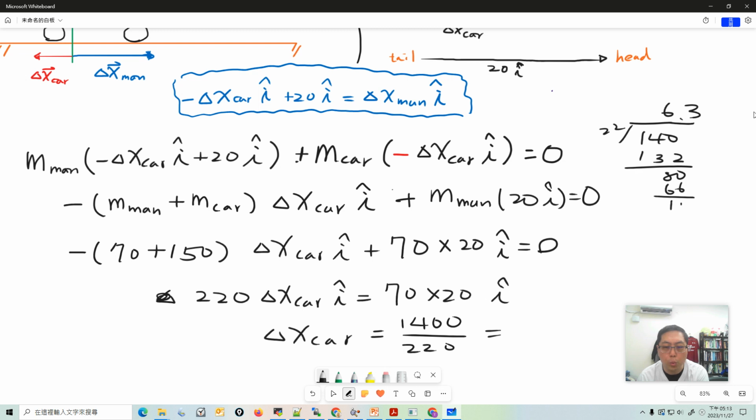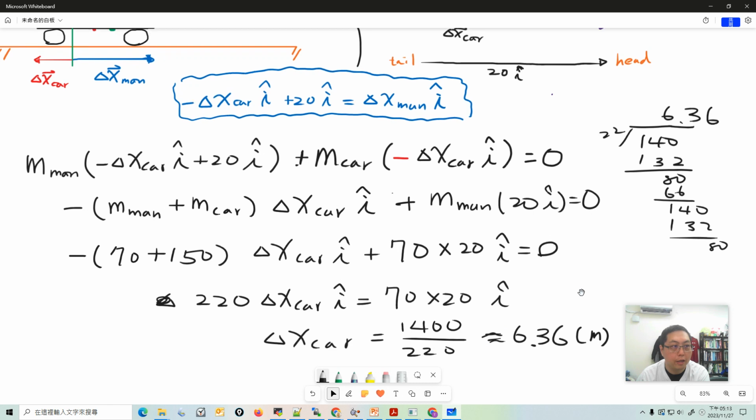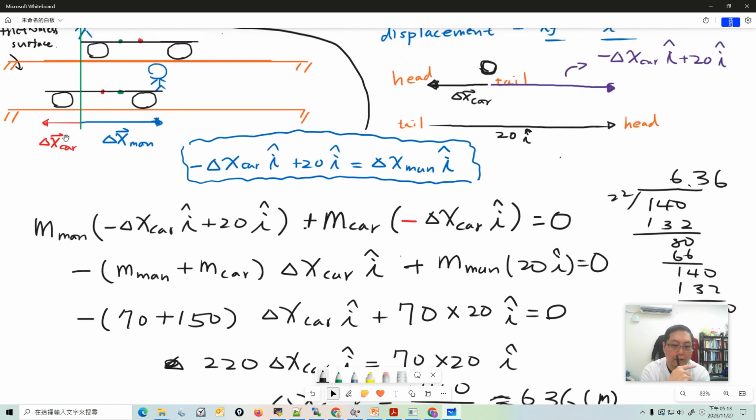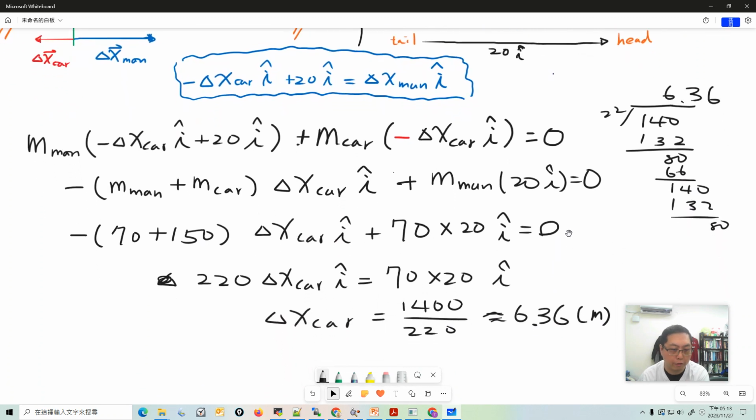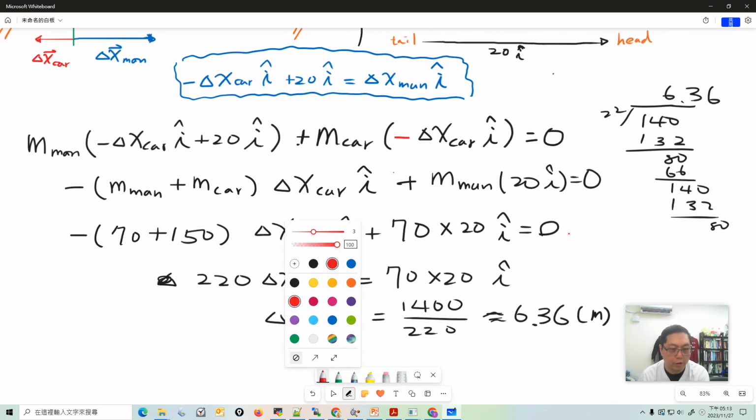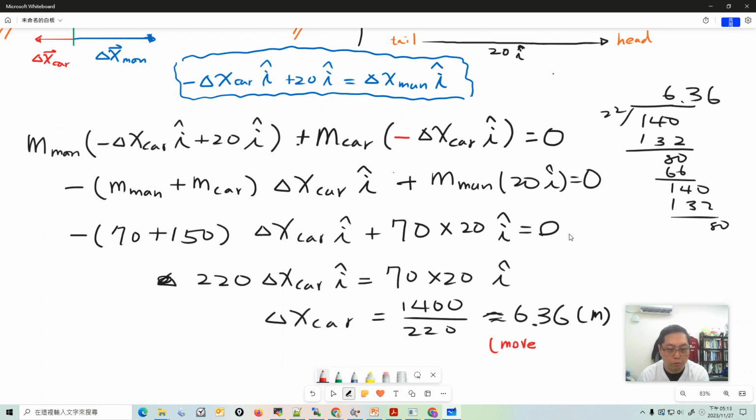It's about 6.36 meters. So the magnitude of delta x car is 6.36 meters, and its direction is moving to the left. If you treat it as a vector, it's moving to the left.